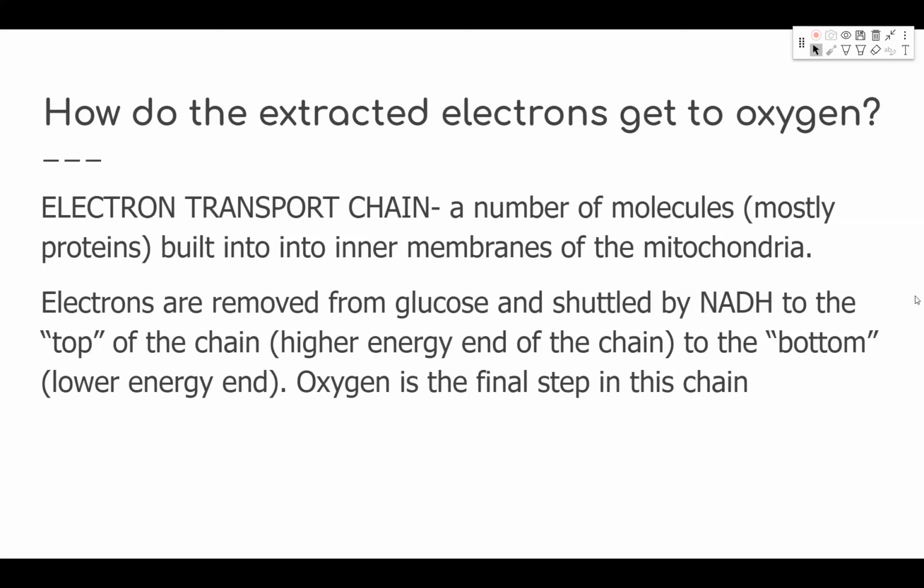Because oxygen is very, very good at taking in electrons, even when they're low energy. That's the whole point of oxygen. We need oxygen to breathe because it's very, very good at receiving low energy electrons, which we need in order to synthesize ATP. So oxygen is the last step in the electron transport chain. It's the last electron acceptor in our electron transport chain.